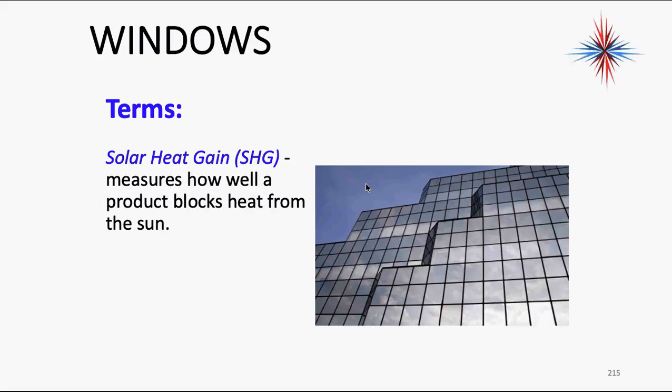Solar heat gain measures how well a product blocks heat from the sun. This is a big office building. They've used glazing on the outside of it to be reflective. It blocks heat from the sun. Sometimes they use a reflective glazing that reflects the heat off. The lower the rating, the greater its ability to block the sun. Again, it's sort of backwards. The lower the rating, the greater the ability to block solar heat gain.